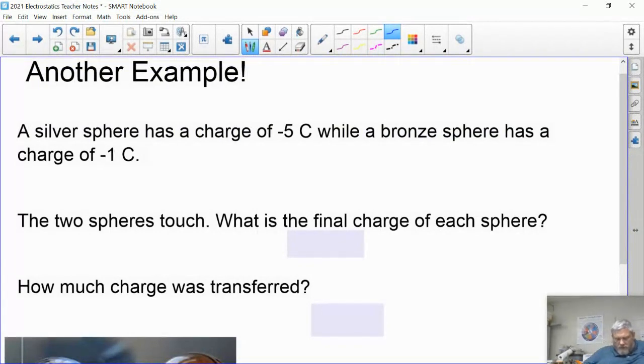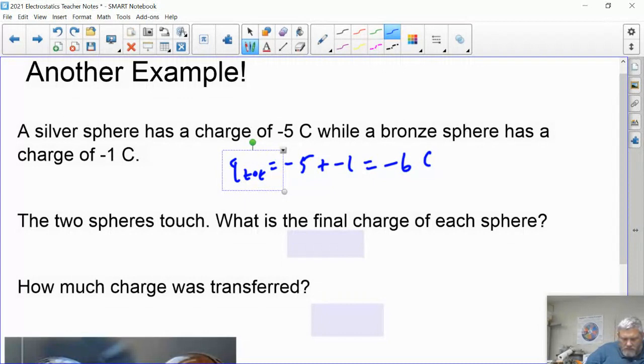Okay, so the total charge, Q total, is going to be -5 plus -1, which is -6 coulombs. So when they touch, they're going to share all -6. Both of them together is going to be -6. Since they're the same size, and we're only going to be dealing with it when they're the same size, one's going to be -3, the other one's going to be -3. And then when you pull them apart, they'll each have a -3.